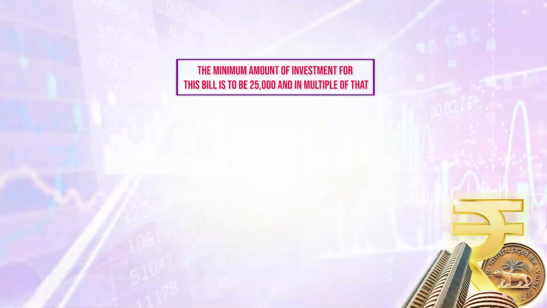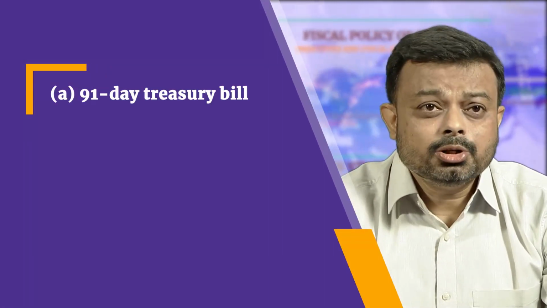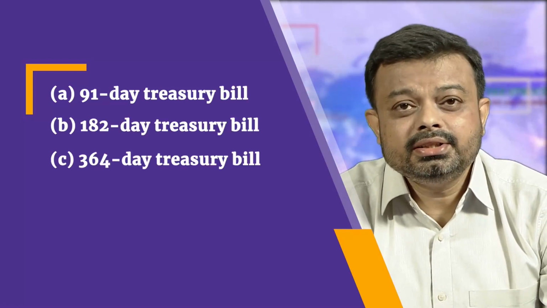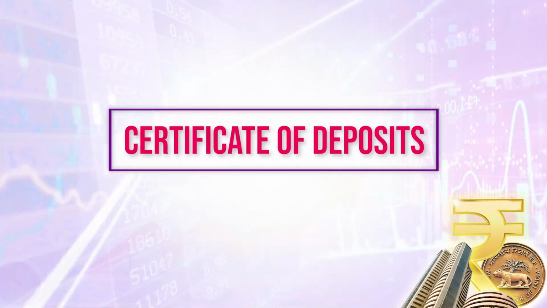Now, the purchase price of these treasury bills is determined nowadays through the bidding process called auctions, and the minimum amount of investment for this bill is rupees 25,000 and in multiples of that. Now, these treasury bills can be of two types. They can be ordinary or ad hoc in nature. Right now in India, three types of treasury bills are in circulation, all implemented through the auction process: the 91-day treasury bills, the 182-day treasury bills, and 364-day treasury bills. The next important instrument in the money market is the certificate of deposits.